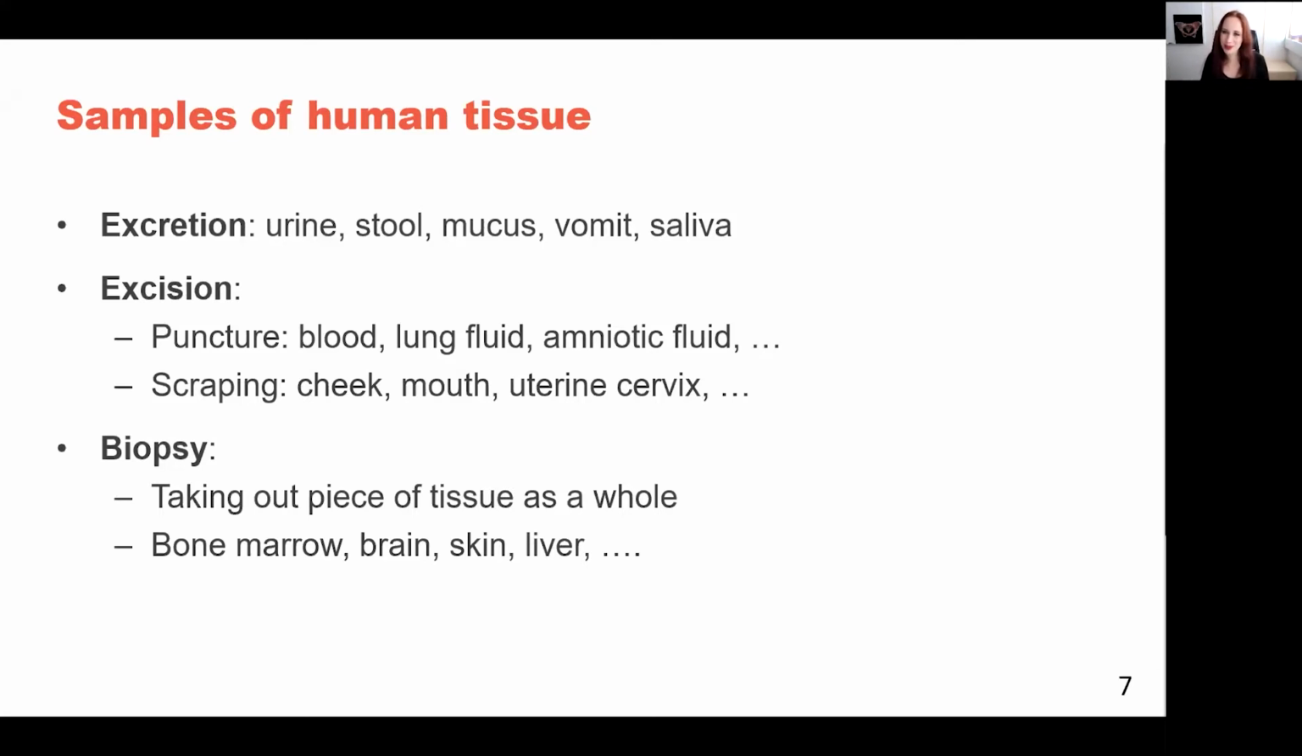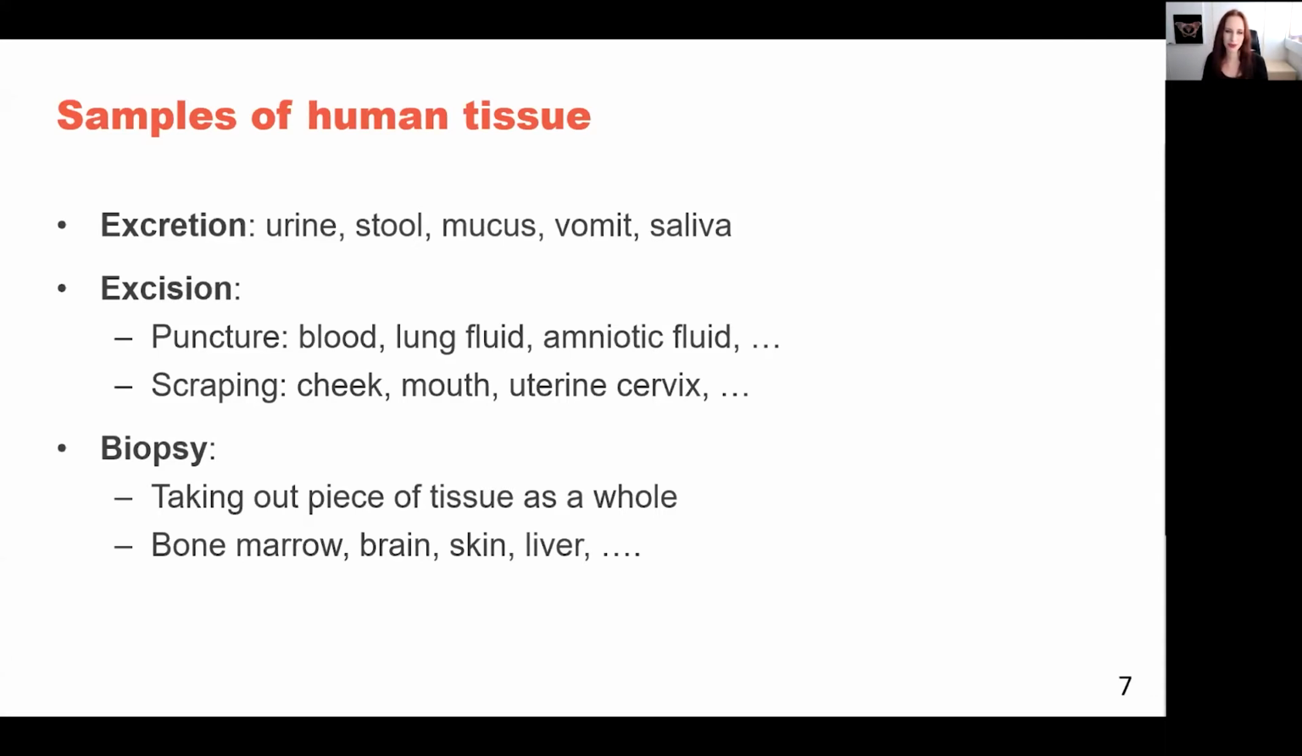The second type you can have is human tissue that you sample via excision. And excision is the medical term for sort of cutting. So here you can do, for example, a puncture. And in a puncture, what you're doing is you're using a needle to get access to some tissue. It could be blood, lung fluid, or other types of fluids. You can use scraping. For example, sometimes they scrape a couple of cells from someone's cheek, right?